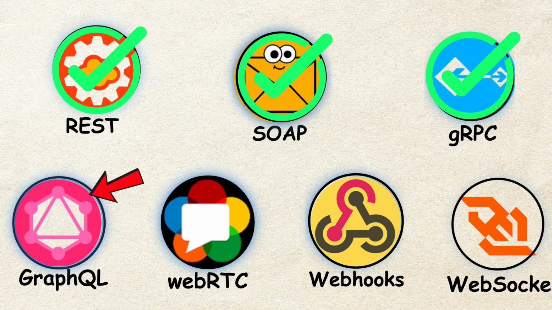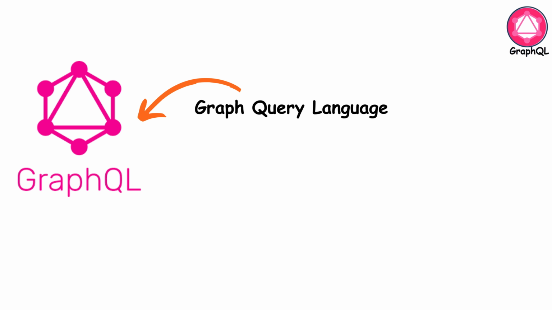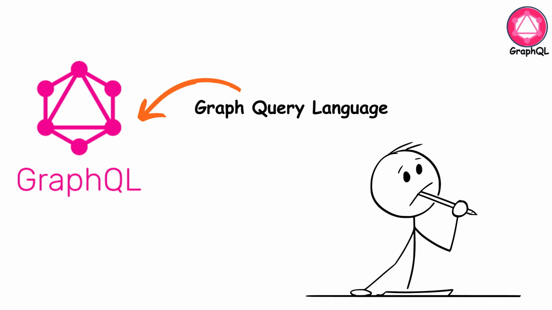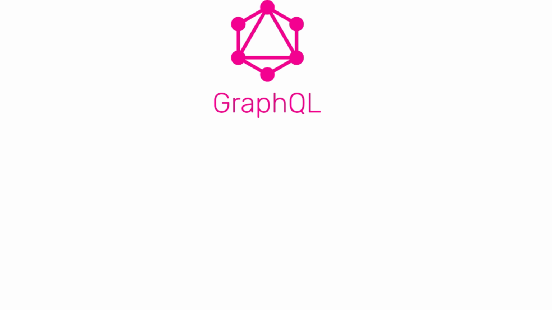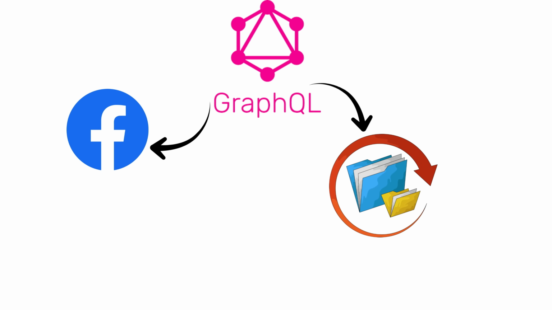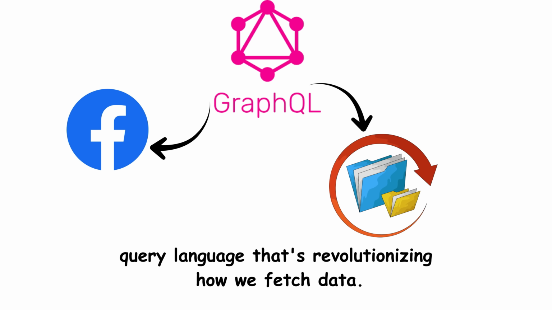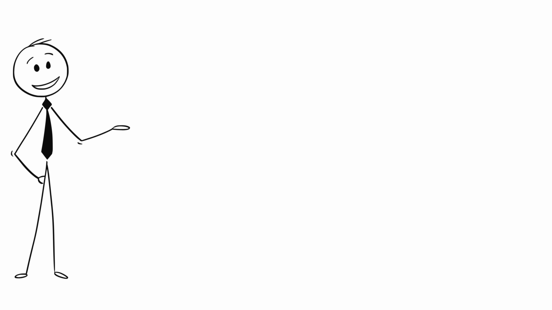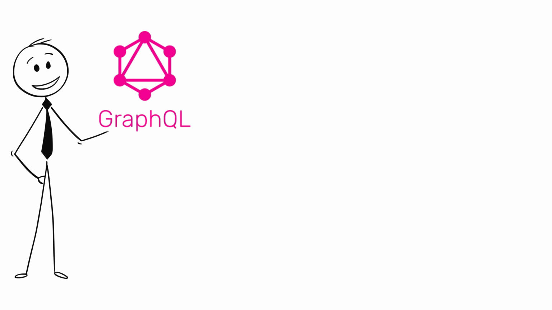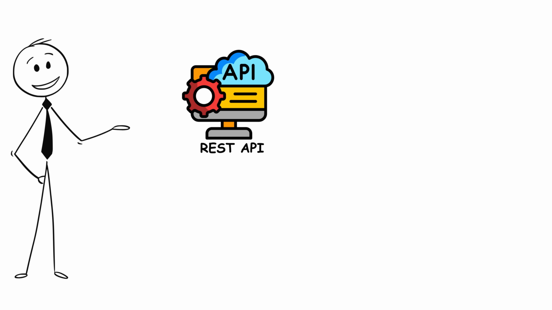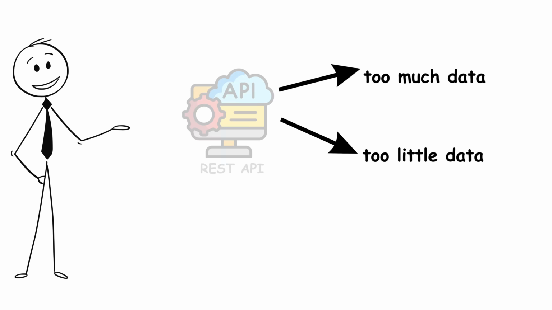GraphQL API. GraphQL stands for Graph Query Language, and it's about to change how you think about APIs forever. Created by Facebook, GraphQL is the game-changing query language that's revolutionizing how we fetch data. Here's the problem that GraphQL solves. In the case of REST APIs, you often get too much or too little data.